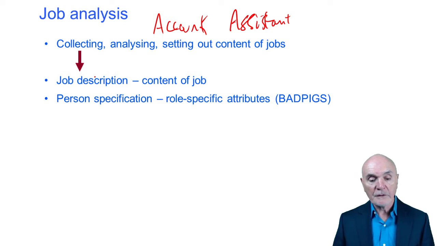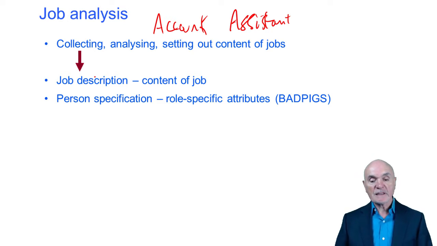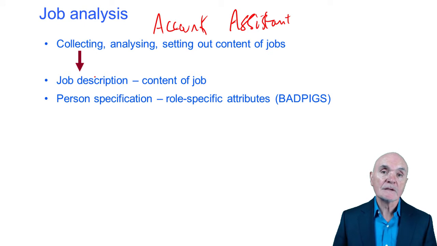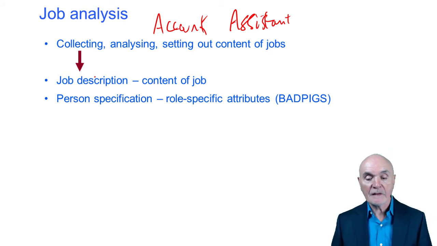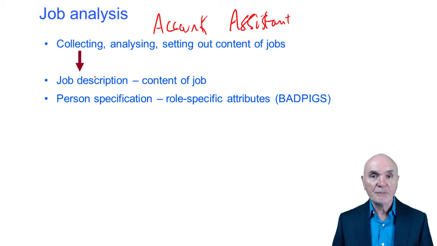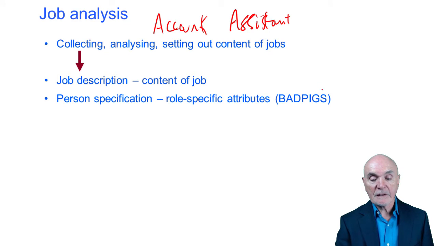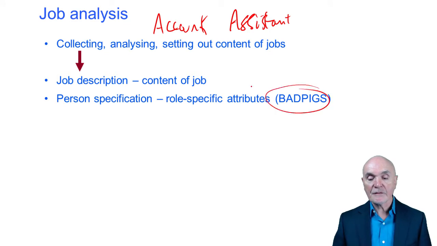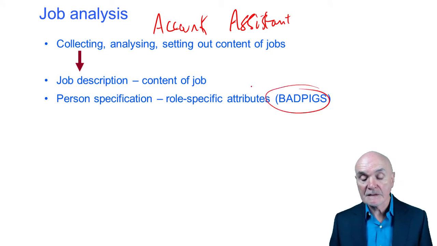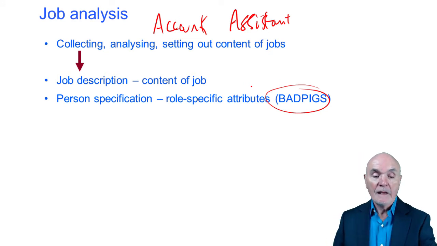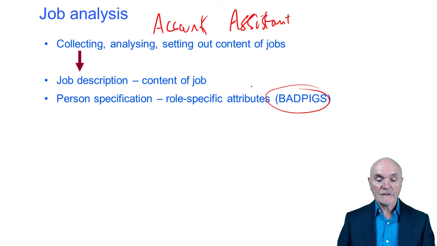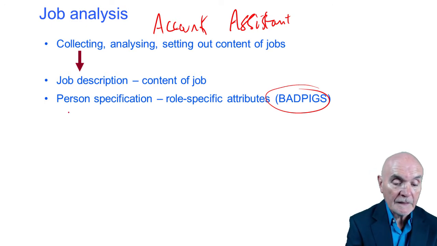And then what we're going to be having is the person specification. The person specification looks at the sort of attributes the suitable person might have. And sometimes, although slightly old-fashioned now, "bad pigs" is used as a way of remembering this. So what we might have, first of all, and we have to be rather careful with this nowadays, is the person's background.